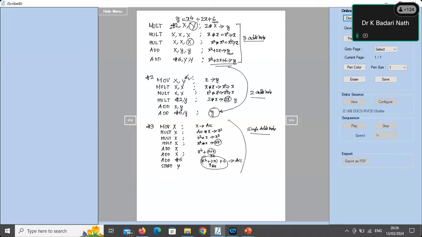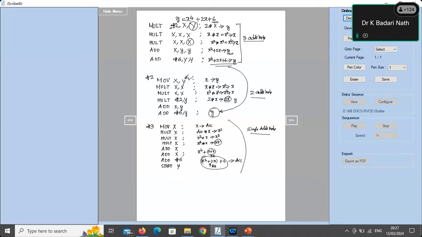Now, if you look at this program, if I ask you which is easier for the programmer to write a program, you can always say that three address instructions are easier for the programmer to develop the logics. But for the hardware, three address is more challenging to implement. Single address is easy to implement. Again, it's a very thin line to take.